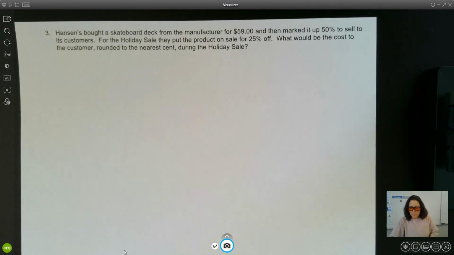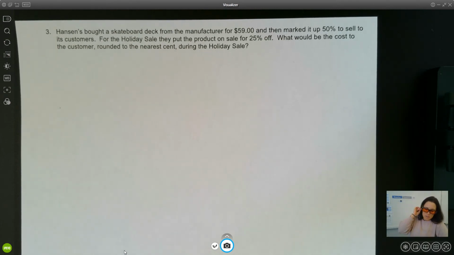Hanson's bought a skateboard deck from the manufacturer for 59 bucks and then marked it up 50% to sell to its customers. For the holiday sale, they put the product on sale for 25% off. What would be the cost to the customer rounded to the nearest cent during the holiday sale? All right, so two problems in one. There's an increase that we need to find a new price on, and then we have to take that new price and decrease it.